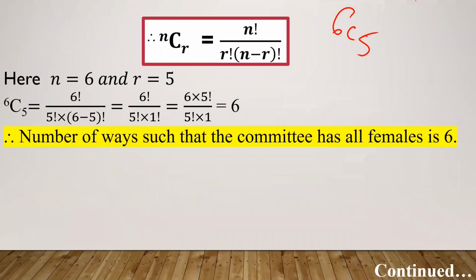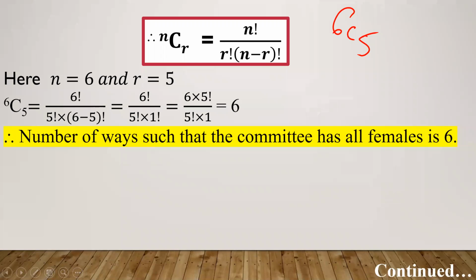First of all, let us write down the formula for nCr. What is the formula for nCr? It is n factorial divided by r factorial into n minus r factorial. So we have to calculate 6C5. So n is equal to 6 and r is equal to 5. So let us calculate 6C5.